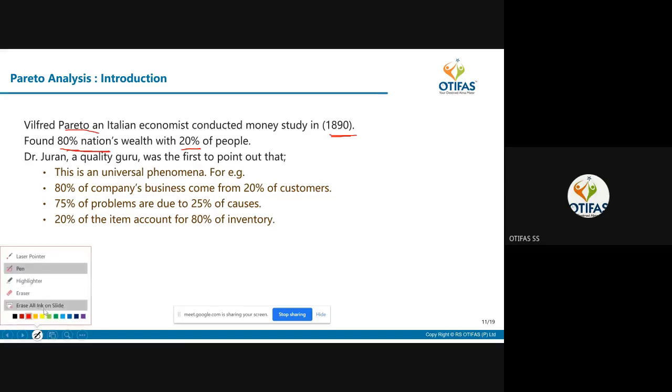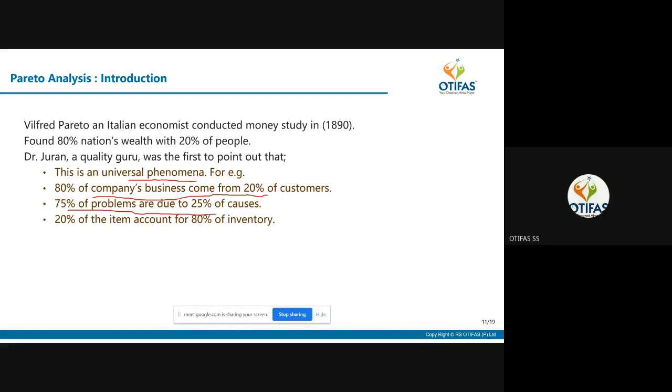Now, Dr. Juran, the quality guru, said that this is not only with money, it's a universal phenomenon. He said 80% of your company business comes from 20% of customers. 75% of problems are caused by 25% of causes. 20% of the items account for 80% of the inventory. So Juran said this is a universal phenomenon. Okay. Now, please, this does not mean it exactly adds up to 100.